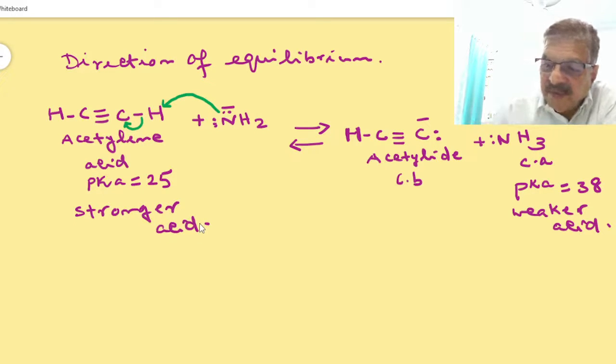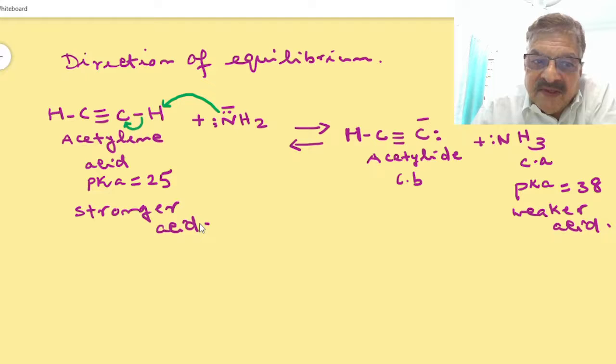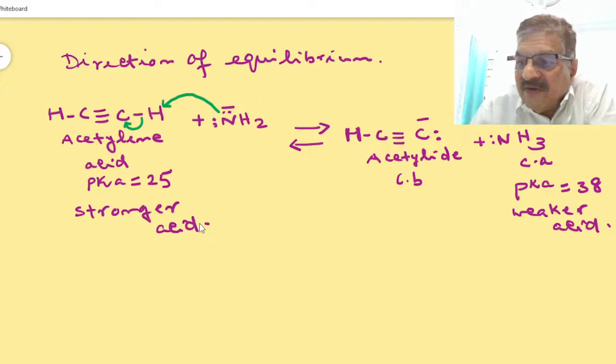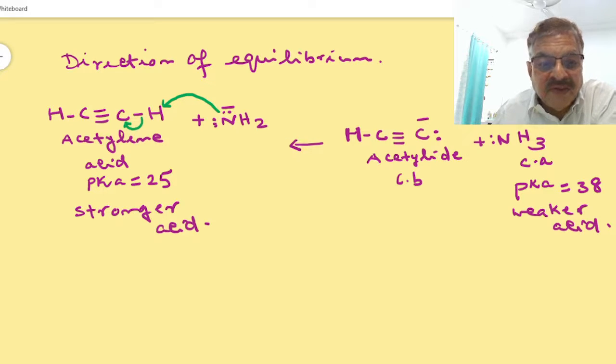Therefore, the pKa of the starting acid is lower compared to the pKa of the product acid, the conjugate acid here. So the starting acid is the stronger acid. Acetylene is a stronger acid compared to ammonia. We have to see in which direction the reaction proceeds: in the direction of the weaker acid. Therefore, we should put an unequal arrow here. One arrow will be longer and the other shorter. The longer arrow points towards the weaker acid or weaker base.